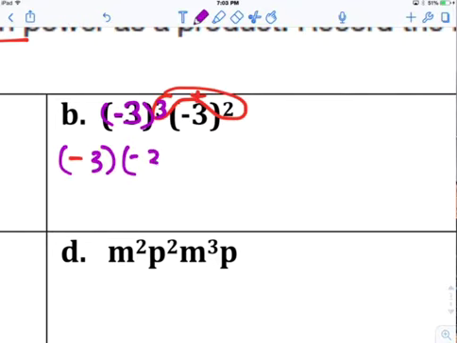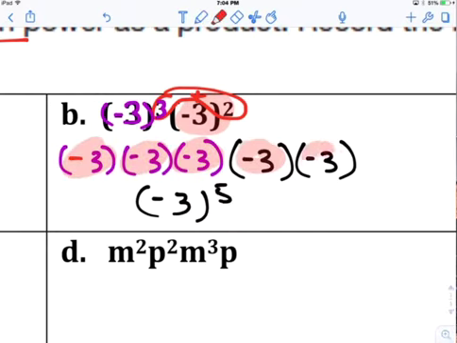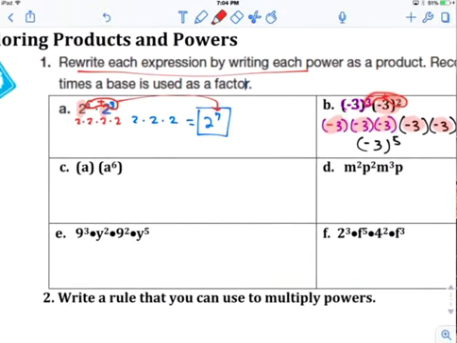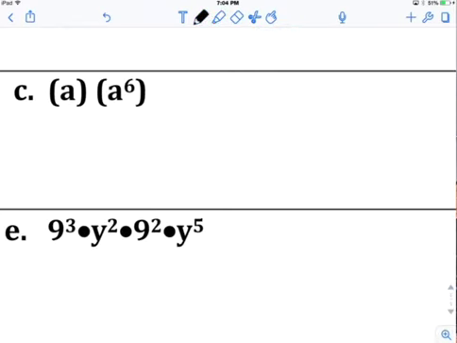They want you to understand this, so they want you to write it out. If you should forget, you just write what it means and you'll get the same answer too. The second one is -3 times -3. You get -3 to the 5th power because there's 1, 2, 3, 4, 5. Or you can just simply add the exponents. Easy as that.